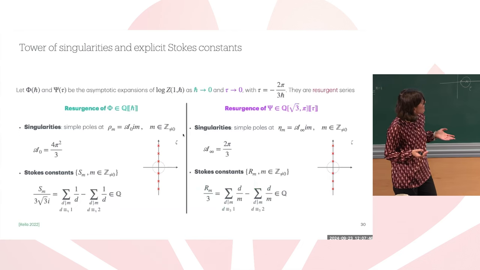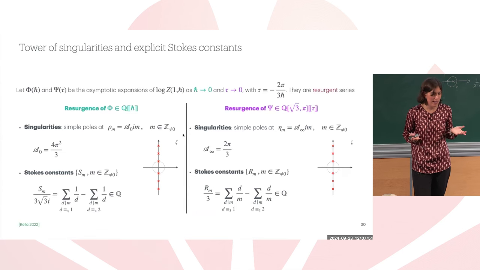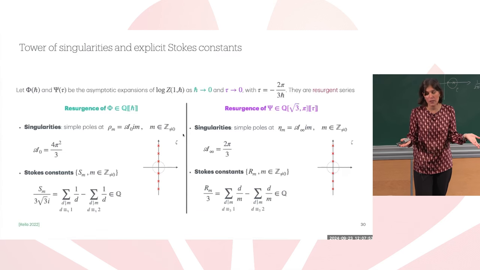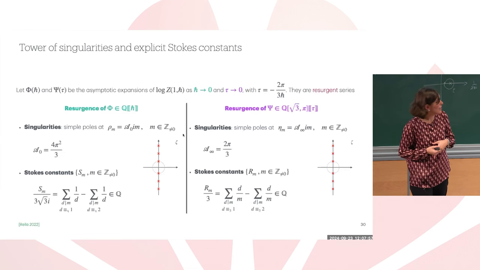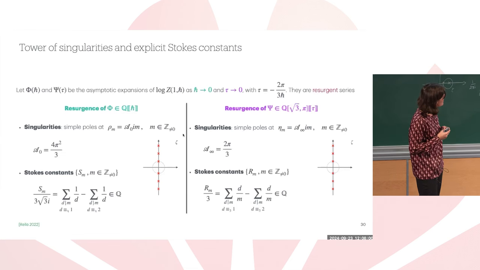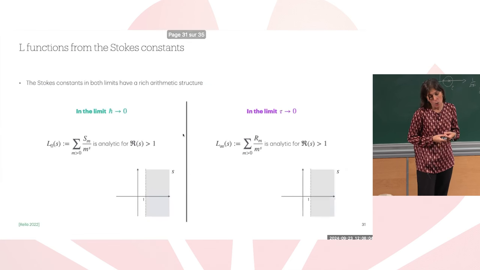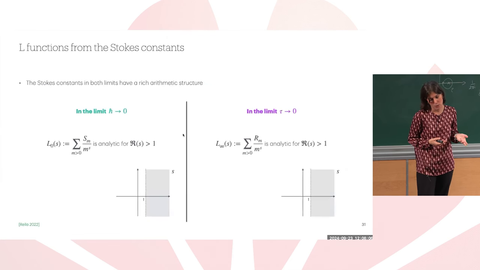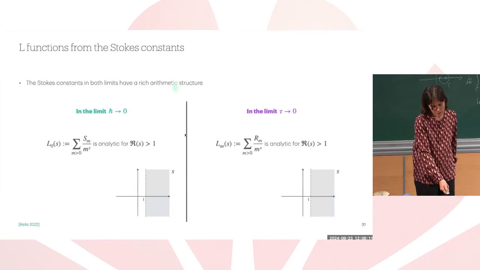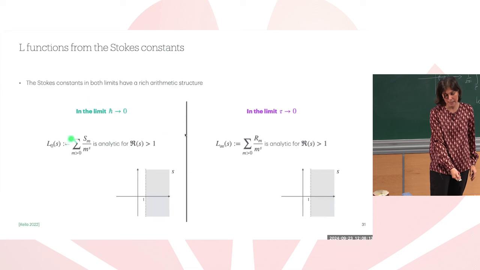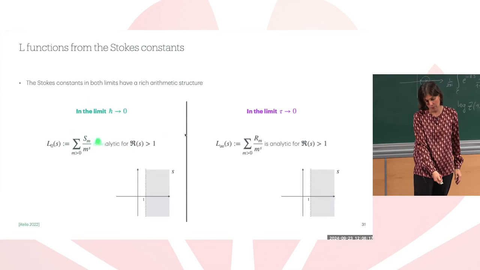Okay, so this would be where we stop at the classical level. We have the singularity, the only information we get are the Stokes constants, that's it. But in fact, there is something more. Since the Stokes constants, as I said, have this very nice expression, we can look at another function associated to them. This is called an L function. It's nothing but an expression of this form. You just take the sum of the Stokes constants and then you divide by m to the s.